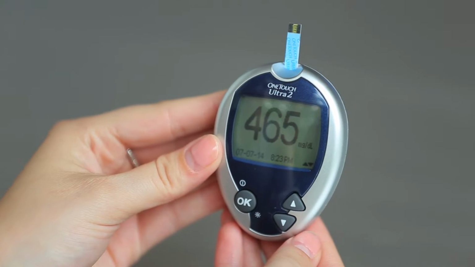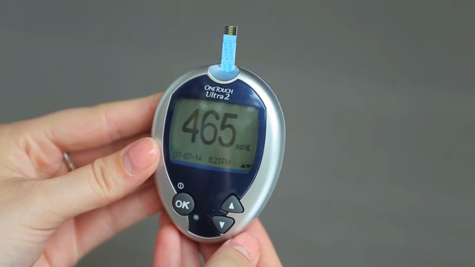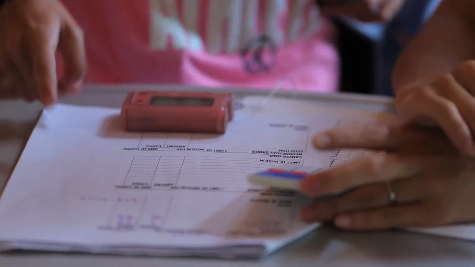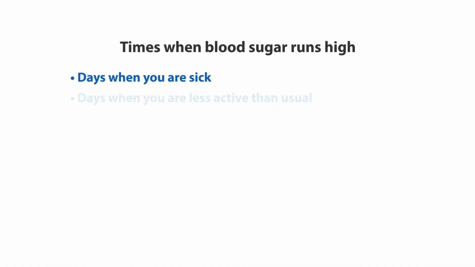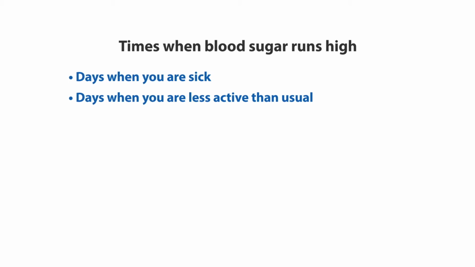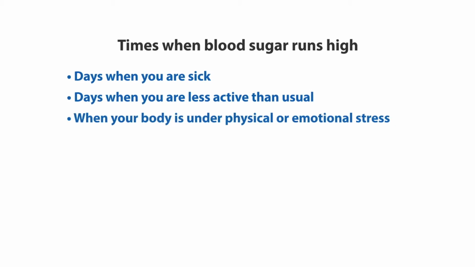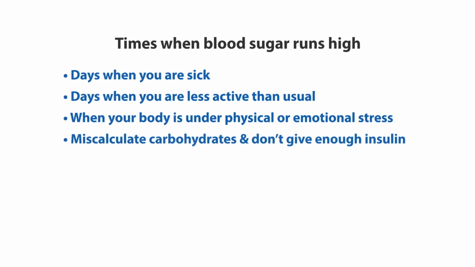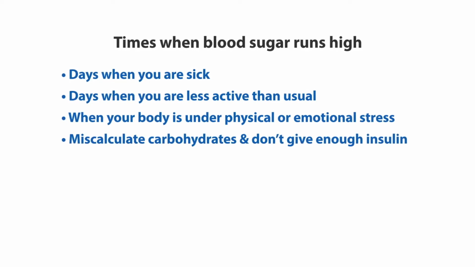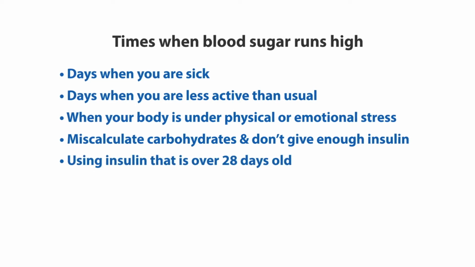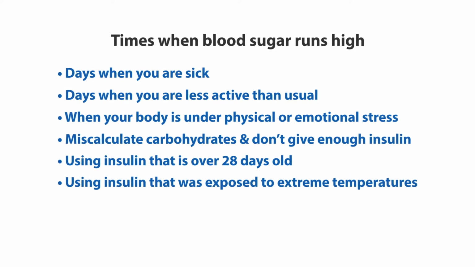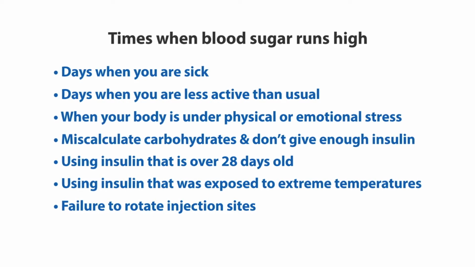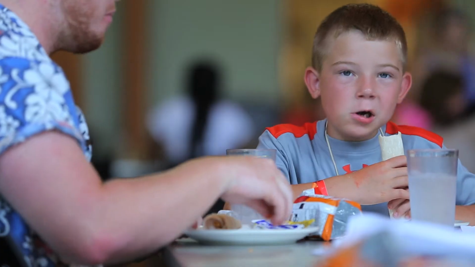Even after we have your blood sugar under good control, there may be times when your blood sugar runs high. Times that your blood sugar may run high include days that you are sick, days that you are less active than usual, any time your body is under physical or emotional stress, or if you accidentally miscalculate carbohydrates and do not give enough insulin. Using insulin that is over 28 days old, that has been exposed to extreme temperatures, or failure to rotate sites properly can result in a high blood sugar as well.